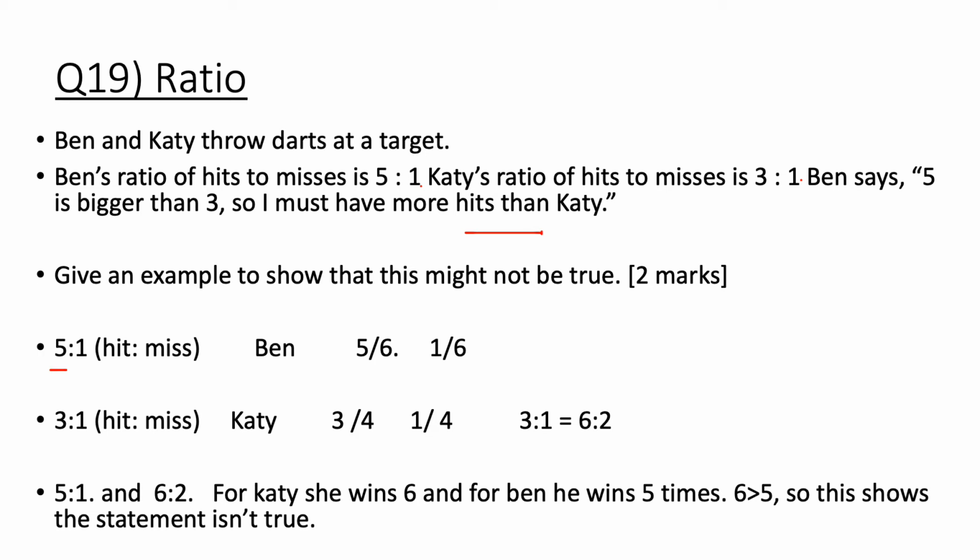Well, what I've done here is I've put it as a fraction. So Ben has 5 hits and 1 miss. Katy has 3 and 1. So far that is correct. What I did was convert this to 6 to 2. So now Katy has 6 hits and 2 misses. However, 6 is bigger than 5. So that shows that statement isn't true. So this 6 here is bigger than this 5 here. So therefore, that contradicts the statement about Ben having more hits than Katy, because in this context, Katy has more than Ben.